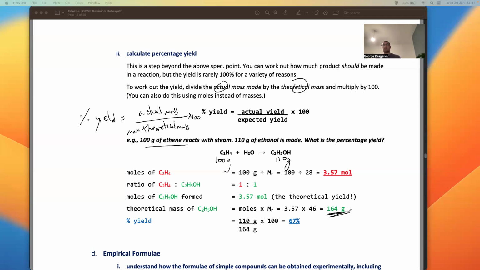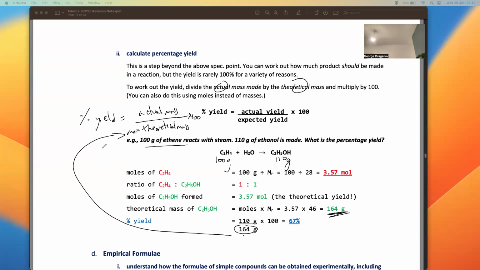The maximum theoretical mass should always be the bigger number on the denominator. You put that on the bottom, and you put the 110 grams that they gave you on the top, times it by 100, and you get 67%. You just need to be aware that 110 over 164 is the way to work it out. Don't think, oh, it's 110, I already know how much mass was made. No, that's the mass that the person got in the experiment. The 164 is the maximum theoretical mass. That's the mass they should have got.